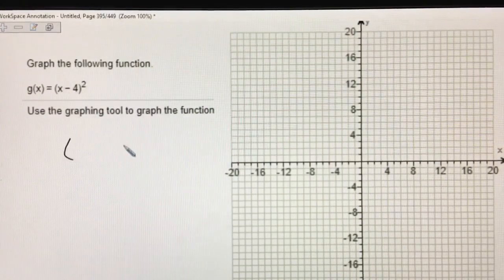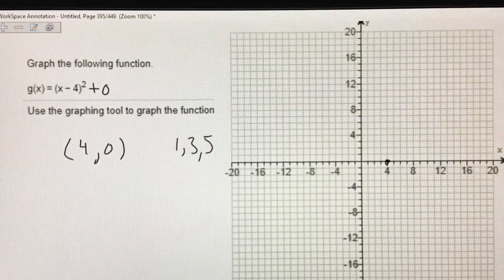Graph the following. So the vertex for this is going to be (4, 0), and notice there's nothing outside the brackets. So I just go right 4, and then I implement my 1, 3, 5. So from that point, I'm going to go up 1 over 1, up 1 over 1, up 3 over 1, up 5 over 1, and draw the diagram as best I can.